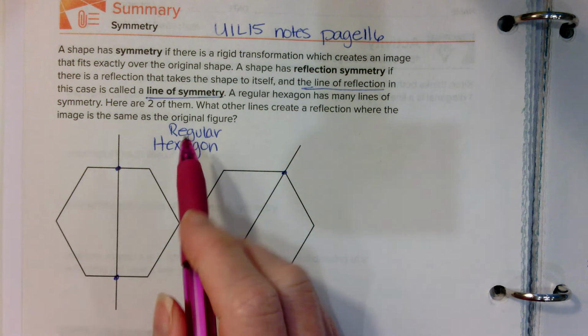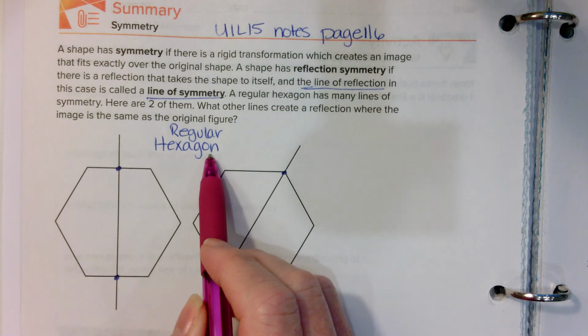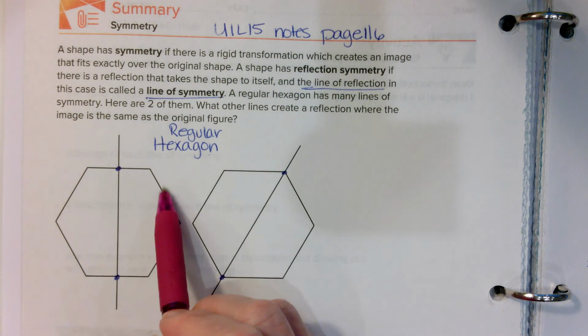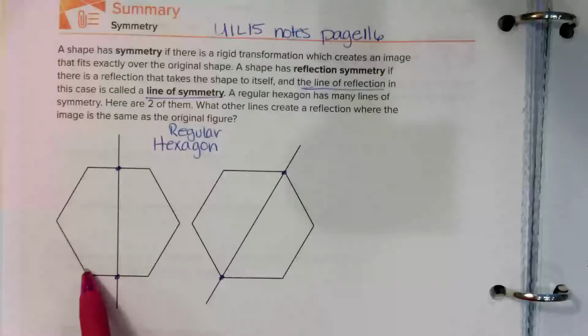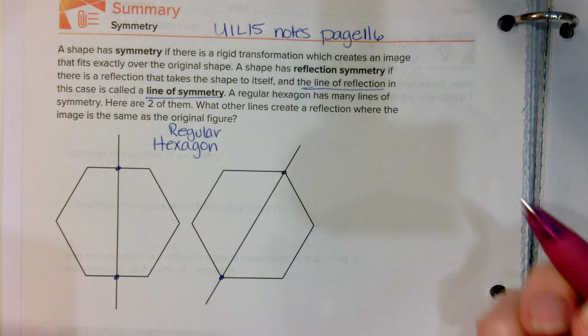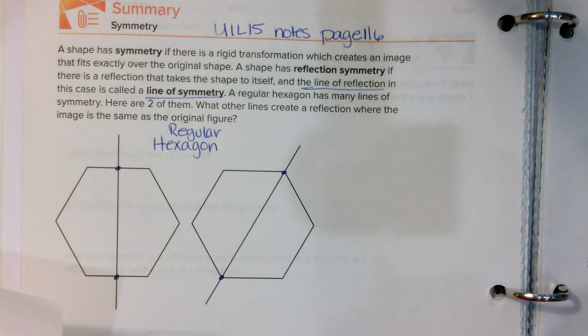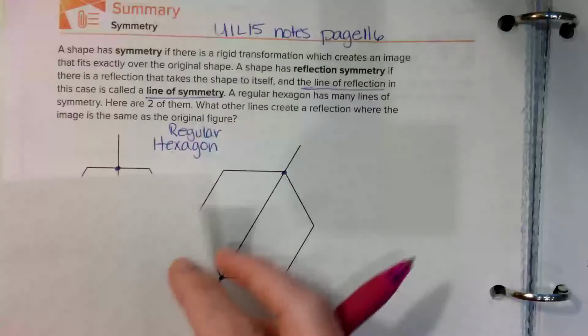So remember what it means to be a regular hexagon. First of all, it has 6 sides that are all exactly the same length and 6 angles that are all exactly the same degrees. You can have a 6-sided figure where all the sides are different measures, and it would not be a regular hexagon.